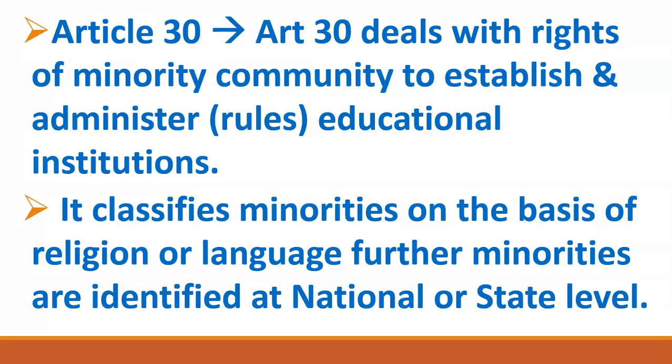Now friends, Article 30 classifies minorities on the basis of religion or language. Further, minorities are identified at national or state level. So minorities are classified either on religion or on linguistic basis. And similarly, they are identified at national level or state level.